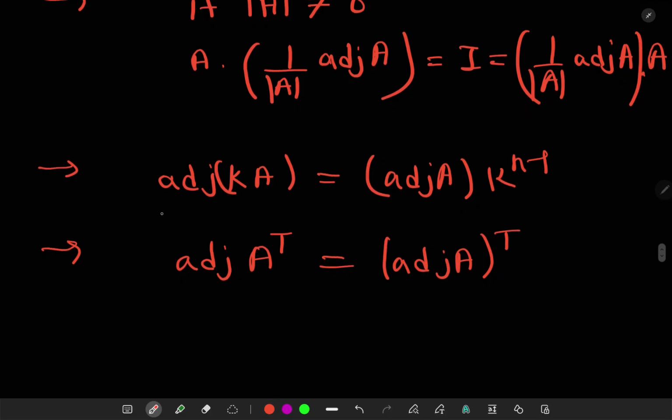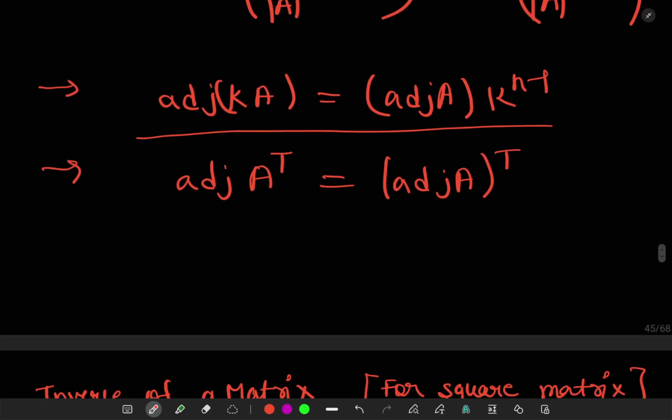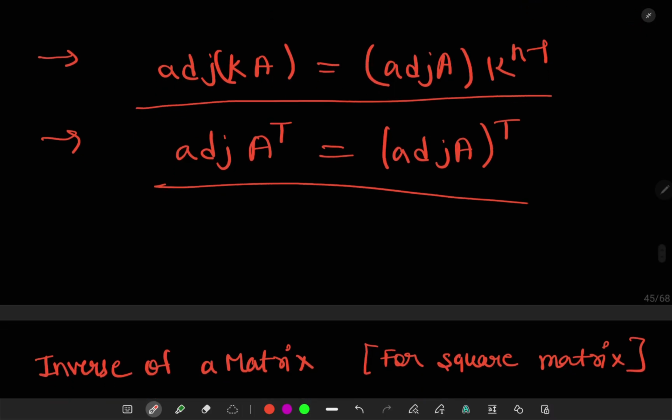Now this is an important relation because this type of question comes in various exams like JAM and NET. Now, adjoint of transpose of A is equal to adjoint A transpose.